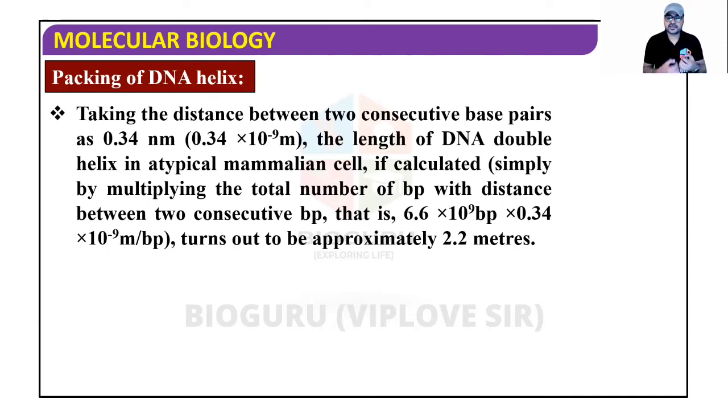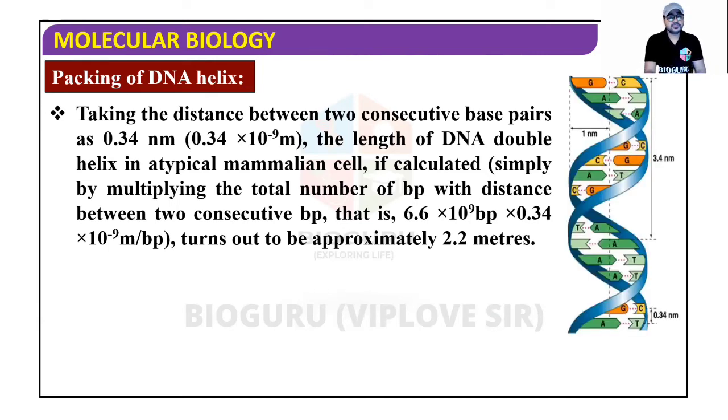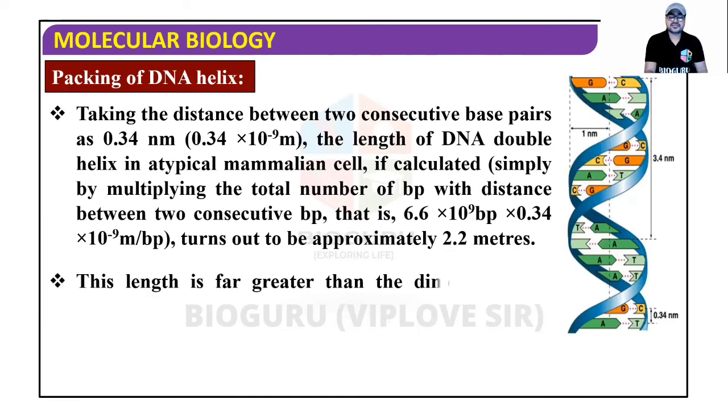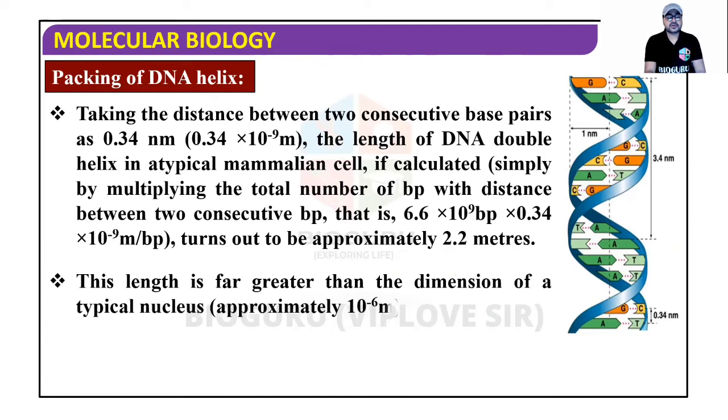तो अगर जो डीएनए है अगर उसकी हम लेंथ मेजर करेंगे तो it is about 2.2 meters. अब ये 2.2 मीटर्स का डीएनए एक छोटे से सेल के न्यूक्लियस में पैक कैसे होता है? So this length is far greater than the dimension of a typical nucleus, approximately 10 power minus 6 meter.